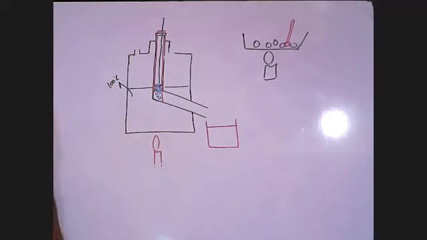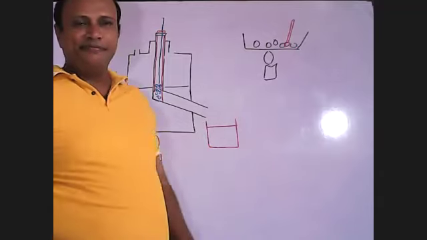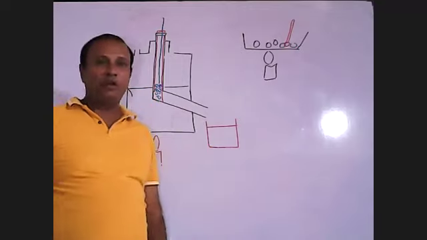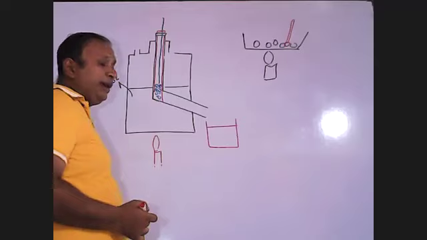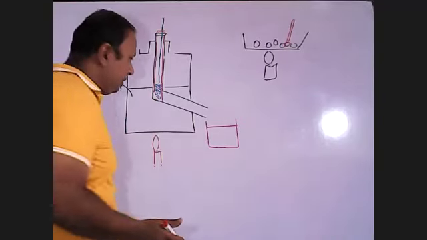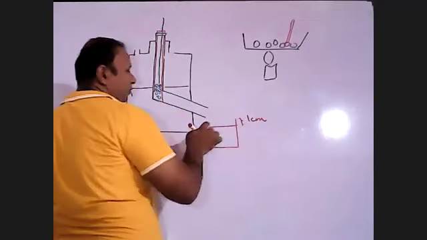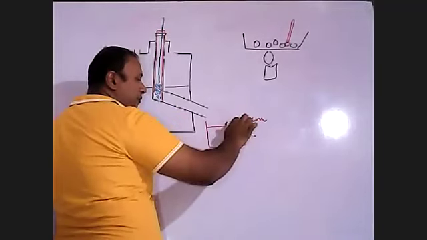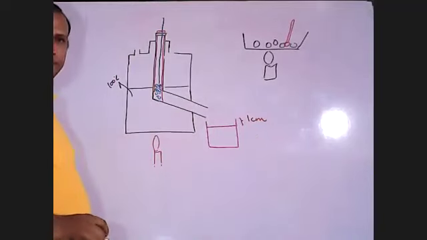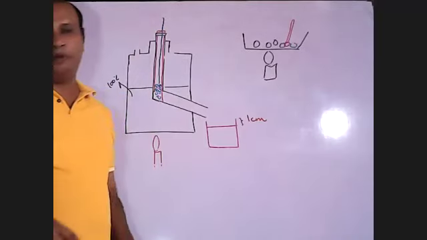The next thing is this one, the calorimeter, the water plus calorimeter system. Okay, normally when we are taking water into this calorimeter as a standard, you have to fill this calorimeter up to this level, up to 1 centimeter below the top level. This is our thumb rule, up to 1 centimeter below the top level.